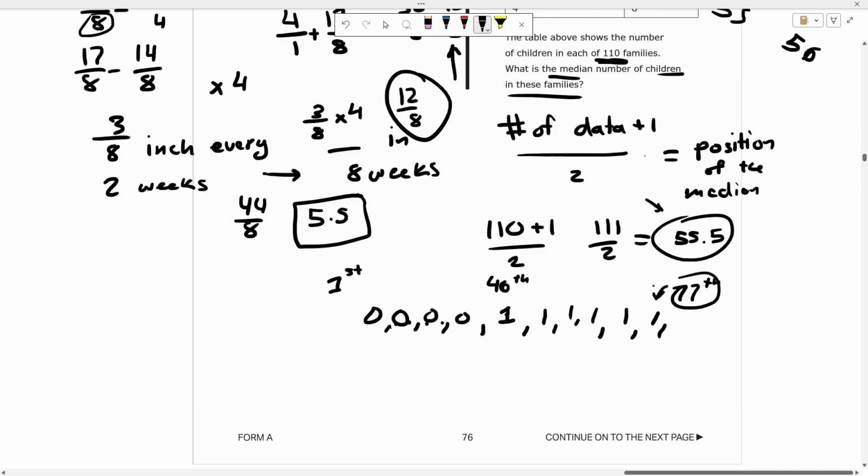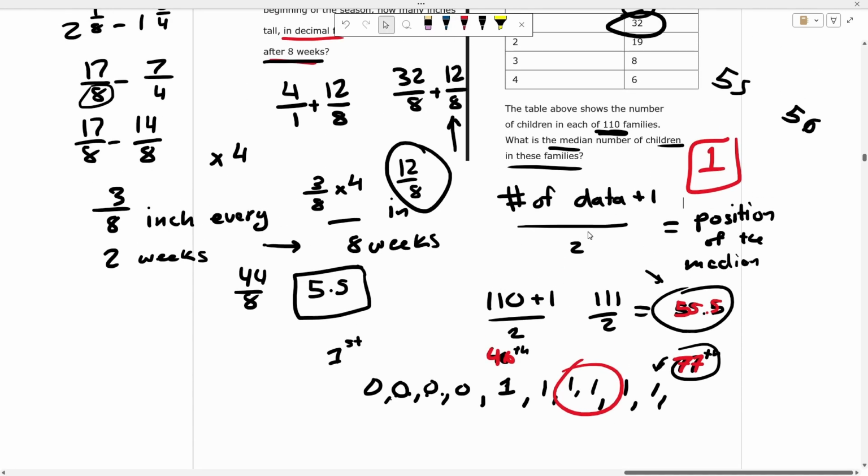And I can stop here because guess what? If I know that my median is going to be the 55th and a half number, that falls between 46 and 77. I know my median is on the 55th position. Guess what? 55 is between 46 and 77, so I know that my median has to be 1, right? And that's going to be the answer to this.